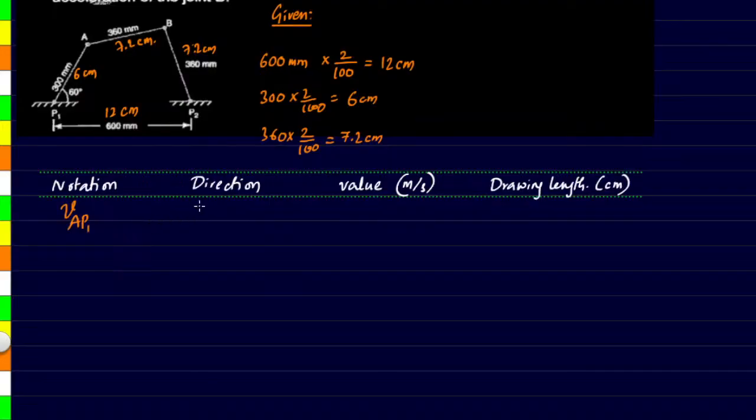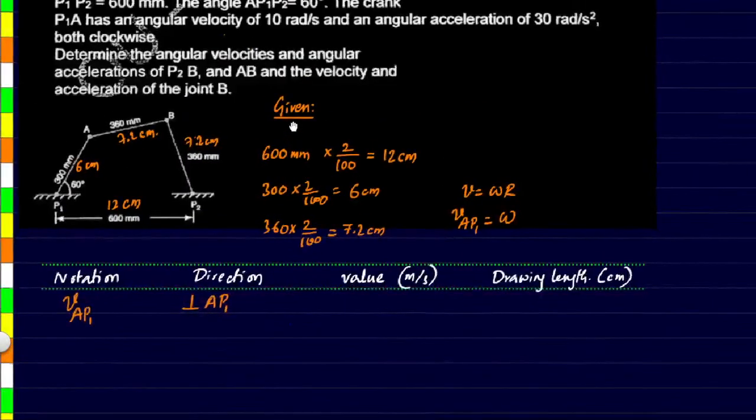Okay, the direction of this has to be perpendicular to length AP1. How much will be the value of this? We know the formula for velocity. It is omega into the radius. So for this case, velocity of A with respect to P1, it has to be omega of this, which is given to us.